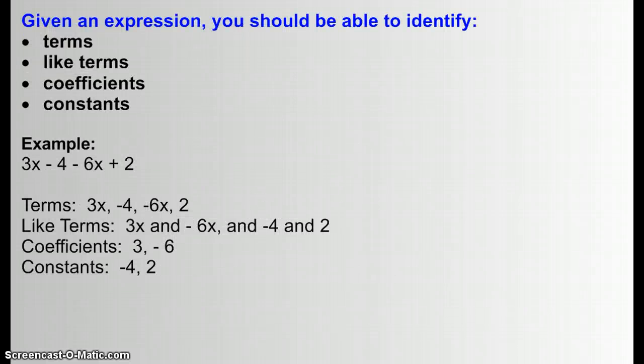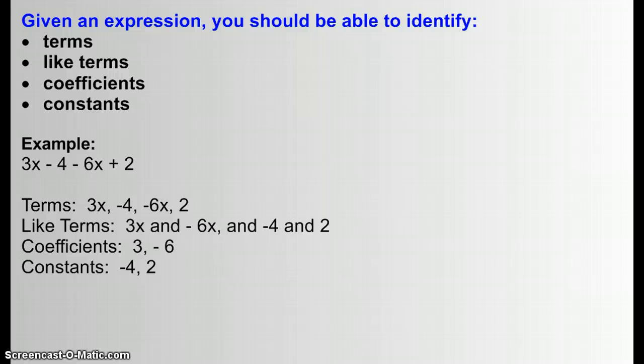So given an expression, you should be able to identify the terms, the like terms, the coefficients, and the constants. Let's take a look at this example. We have 3x minus 4 minus 6x plus 2. In this case, the terms are everything that's listed there. So it's 3x, negative 4, negative 6x, and 2. The like terms here are the ones that have variables that are the same raised to the same exponents. So we have 3x and negative 6x. And then the constants. The constants are always like terms. You can always add numbers together. So we have negative 4 and 2.